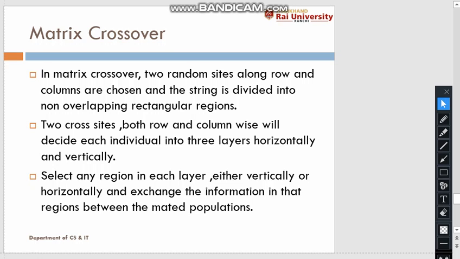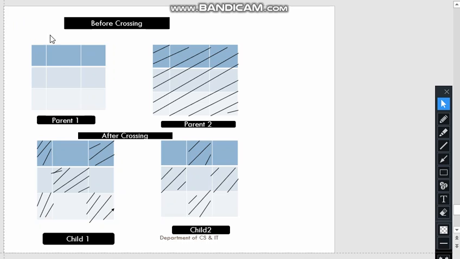Now select any region in each layer, either vertically or horizontally, and exchange the information in that region between the mated population. In this way, the matrix crossover takes place to produce the new offspring. So let's see the example. Here we have represented the individual in the form of a two-dimensional vector or a two-dimensional array.